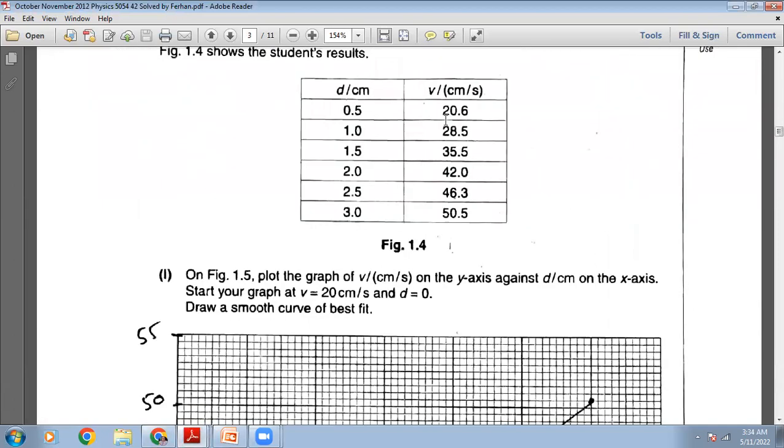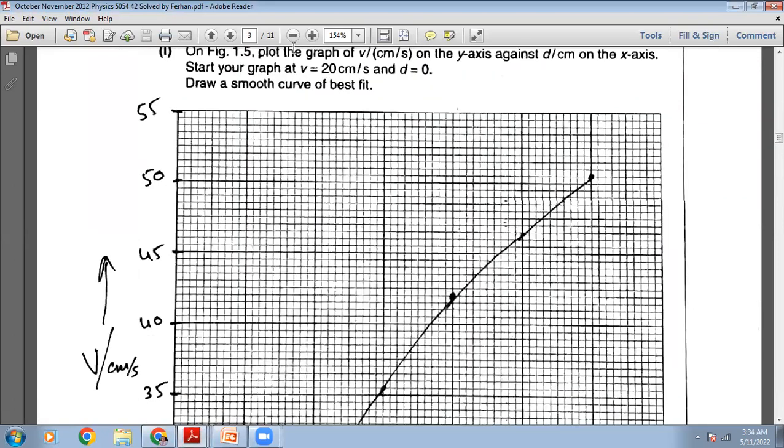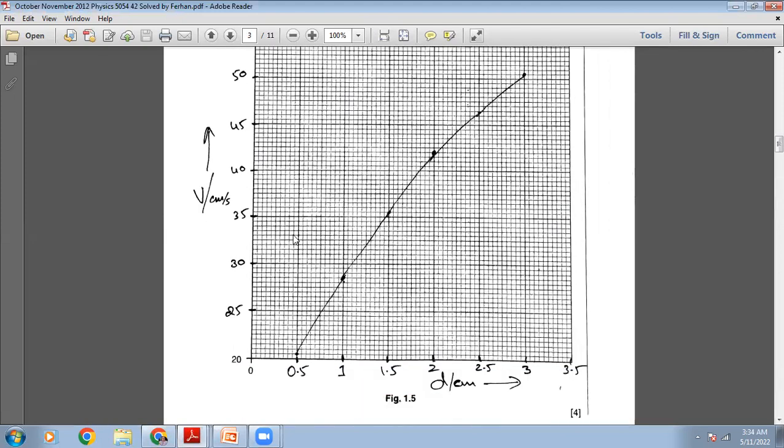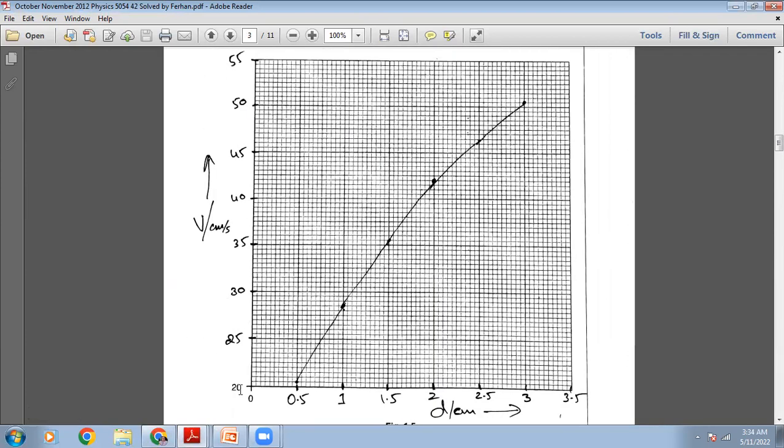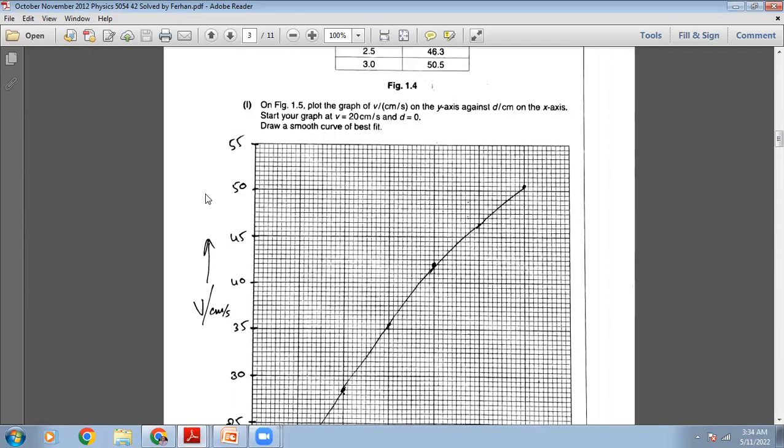So this is the x-axis, y-axis. First of all, on this axis, I will write d in centimeters, and on the y-axis, I will write v in centimeters per second. Here 0.5, 1, 1.5, 2, 2.5, 3, and 3.5. It starts from 20, so 25, 30, 35, 40, 45, 50, 55. Then I will plot these points.